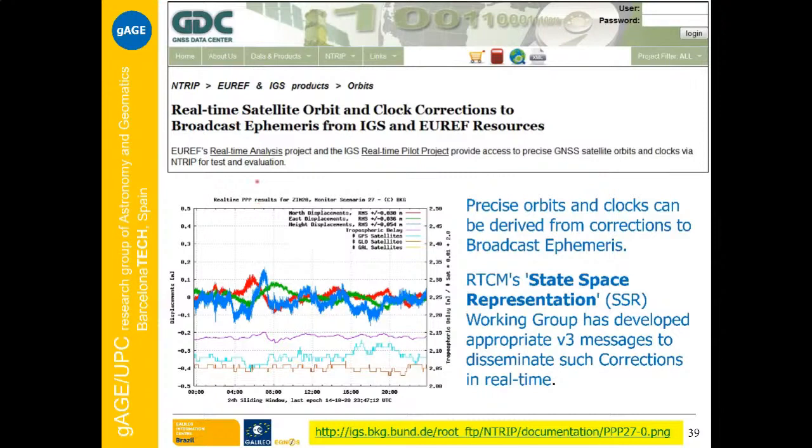Here we have a web. Here we have an example of these products. Here we have a plot illustrating the performance. These orbits and clocks are broadcast in the RTCM format using what is named state space representation, where these components of the error are split independently.